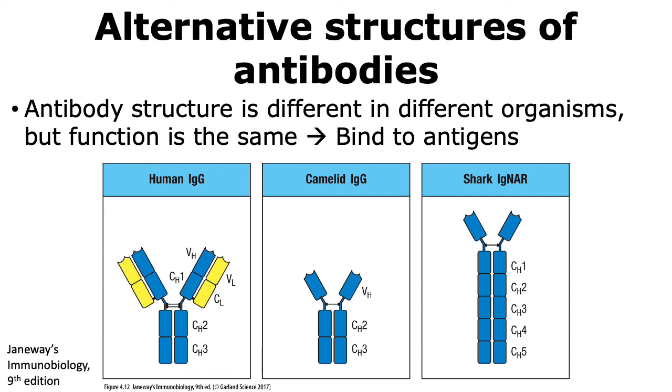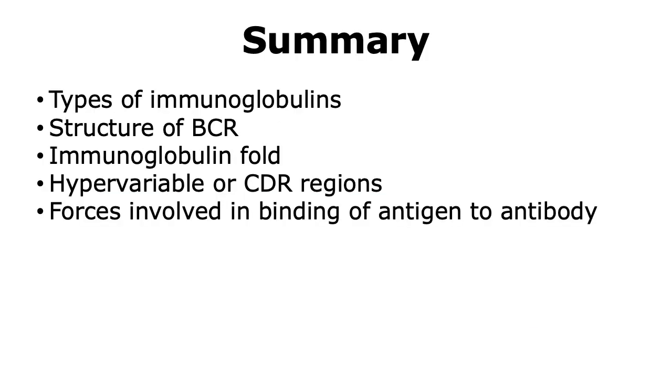As we go in our course, we will focus more and more on human antibodies or immunoglobulins. So with this, we come to the end of the B cell receptor, which is also called an immunoglobulin, and when it's secreted is also called an antibody. With this, we come to the end of our talk where we learned about the different immunoglobulins and the structure of the B cell receptor, which includes the immunoglobulin fold. We also learned about hypervariable or CDR regions that are found in the B cell receptor and the different forces involved in the binding of the antigen to the antibody or immunoglobulin.